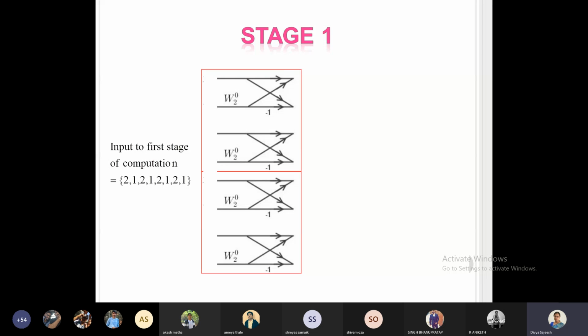So let us see the butterfly diagram here. The first input, whatever you are giving, will come here. Now the second input goes through this W2 raised to 0 as well as minus 1. We are negating it as well as multiplying it with the twiddle factor W2 raised to 0. Whereas the first will be coming as it is. The first input whatever you are giving here will come at this terminal as well as this terminal also.